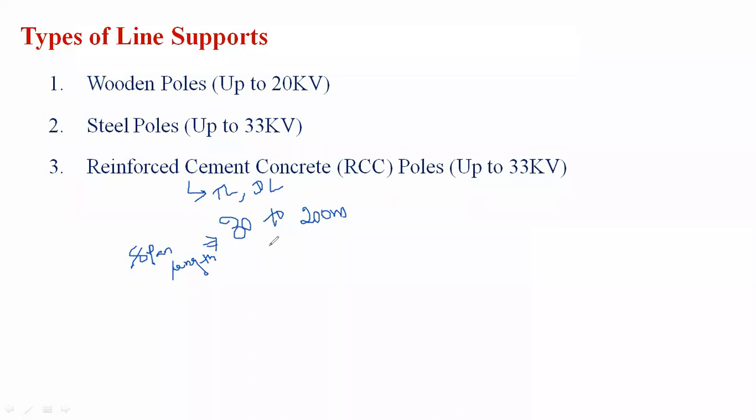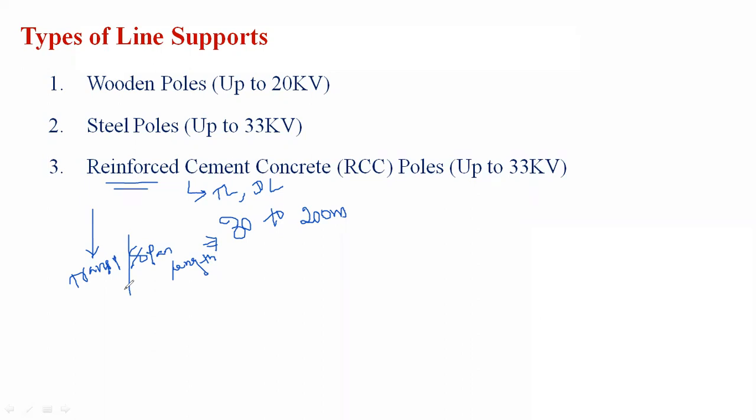And the drawback is that the transportation cost is high in the RCC pole, because compared to the steel pole, in the reinforced cement concrete pole, the weight is more. The transportation cost is more, and erection of the RCC pole is also difficult due to the overweight. These are the drawbacks of the RCC.